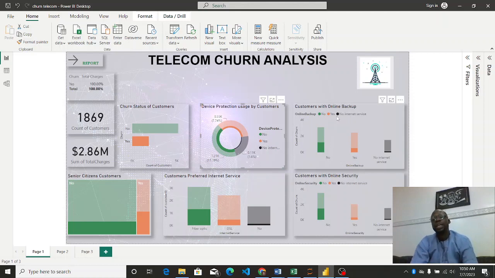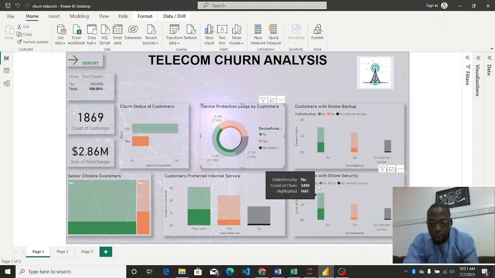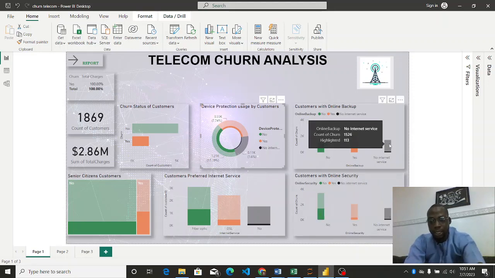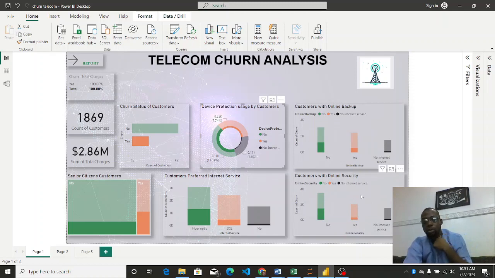Could they have churned the organization because they don't have online backup or because they don't have online security? Now we can see from this that there are people that do not have online security, and there are people that have online security, and of course there are people that do not make use of internet, which are 113. It's also here, 113 people do not make use of the internet. So most people make use of the internet, and they either have online security or they don't.